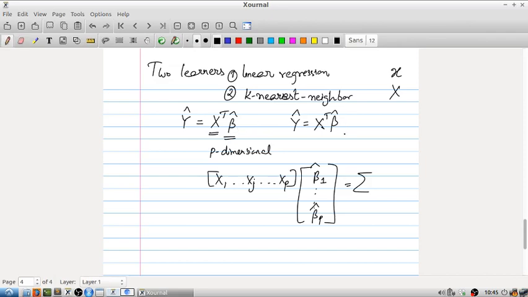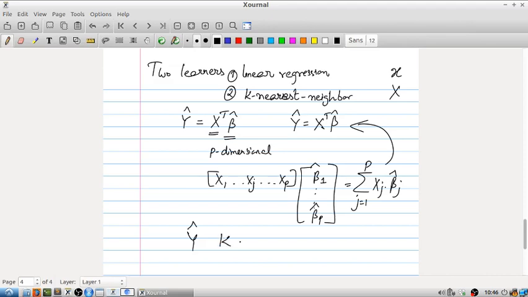Let's say beta subscript j represents the jth coordinate of the parameter beta. Then this is just the sum over j equal to 1 to p of xj times beta hat j. Okay, that's what this means. It's a scalar.